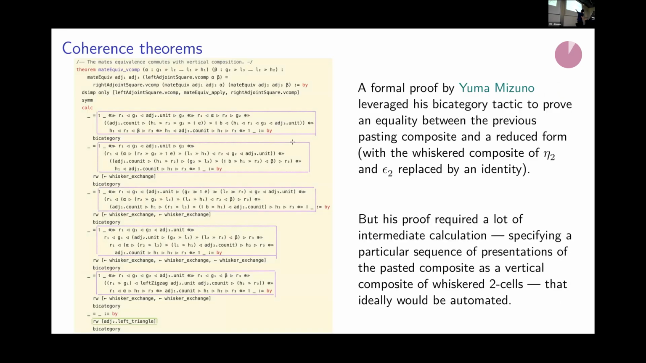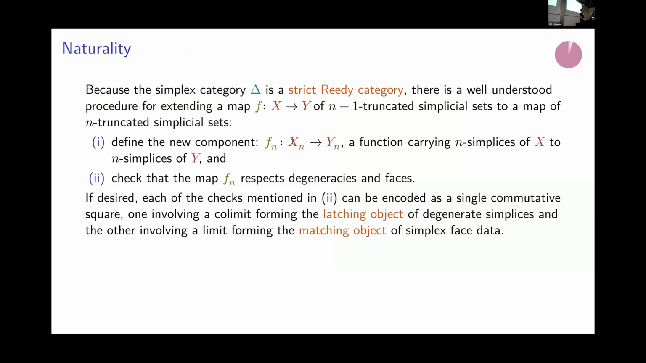There's a related issue here with coherence, where you write down a long whiskering sequence, and then there's something that needs to reassociate everything, and it's kind of a mess. Here, there's a tactic that was written by Yuma Mizuno on doing the bicategory reasoning, but it's not good enough to handle something here. I think it's the whisker exchange, which is why there's an alternation of rewrite with whisker exchange and then calling bicategory again. And so it would be nice to do both of those at the same time.